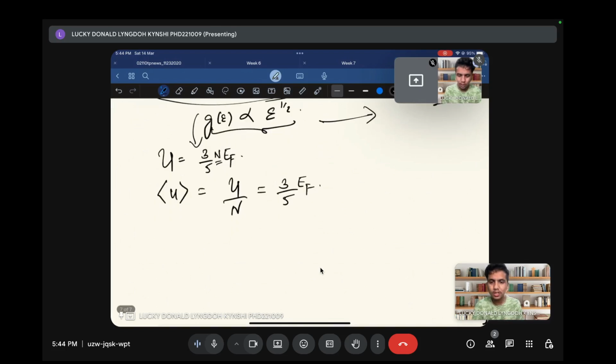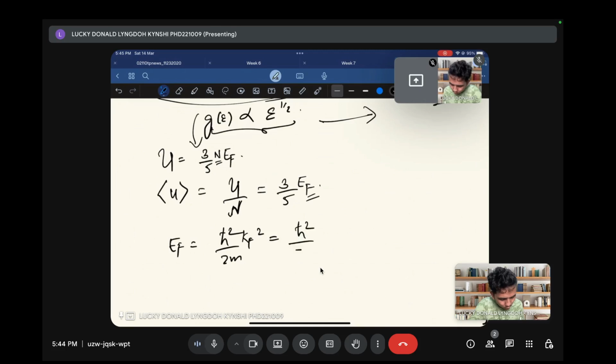Right? So your total energy is multiplied by N particles. If you have to find the average, then you have to find U by N. So now, again, your EF I will take back from your first problem. EF is equal to what? ħ² by 2m. So instead of kF², I will write kF² as ħ² by 2m.